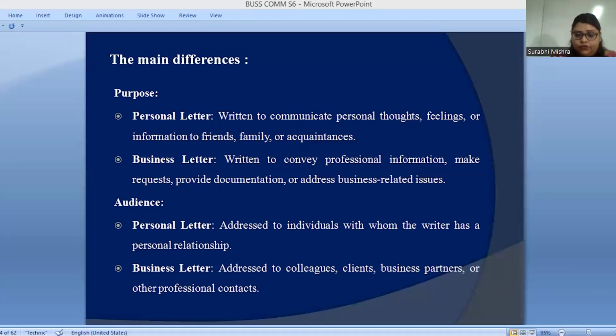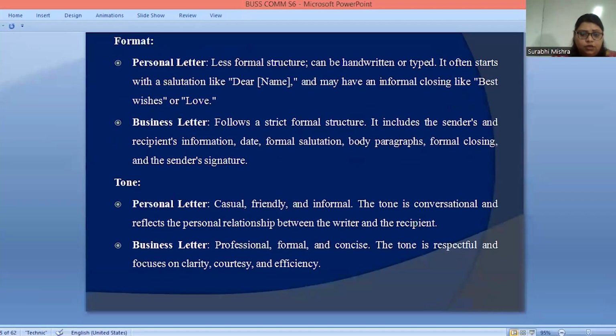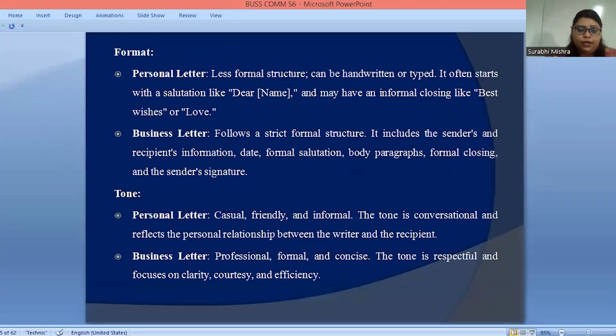Let's see the other differences between the two. The other differences are in terms of format and tone. When we talk about the format, a personal letter has a less formal structure and can be handwritten or typed. The salutation may start with Dear and the name. Greetings are not required, such greetings are not necessary to mention over there, right? And it may have an informal closing like best wishes or love.